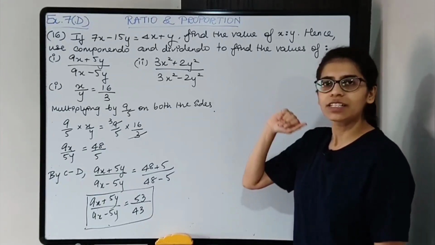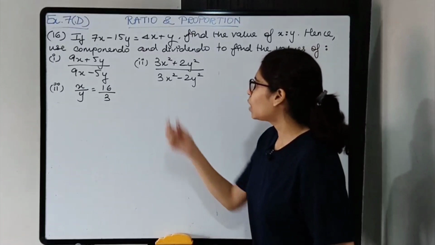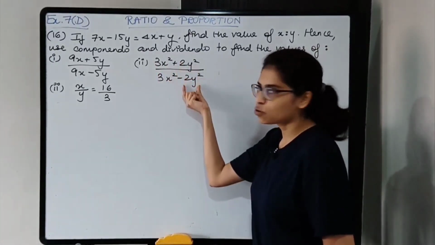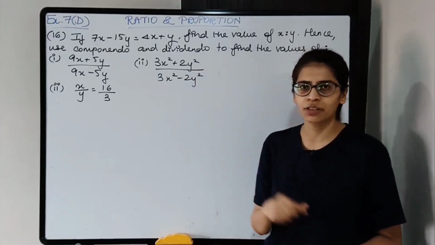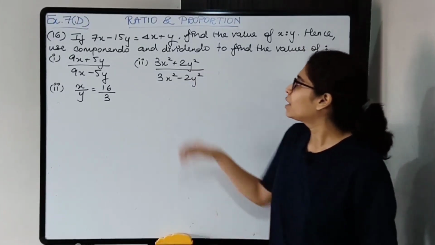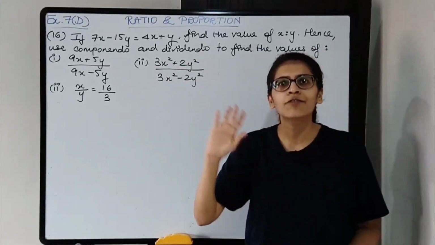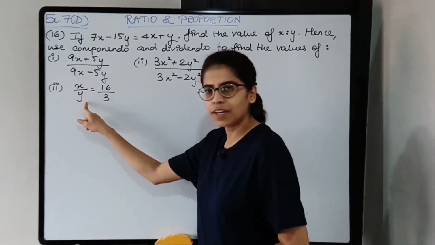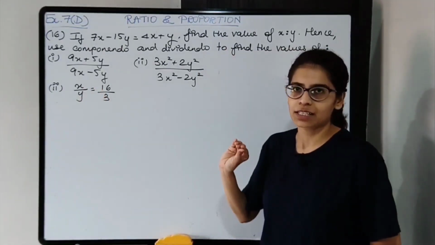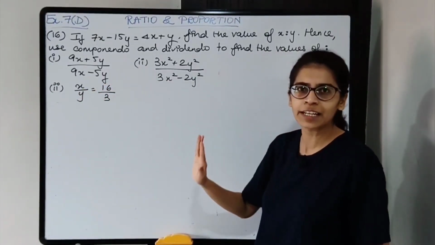Similarly you solve the second part. Coming to the second part of the question, you have 3x square, 2y square, and plus and minus sign, so you have to use componendo dividendo as mentioned in the question. Now x square, y square, so always square first. Square the ratio. So you have x upon y, square on both the sides, so everything will get squared. Numerator, denominator, everything will get squared.